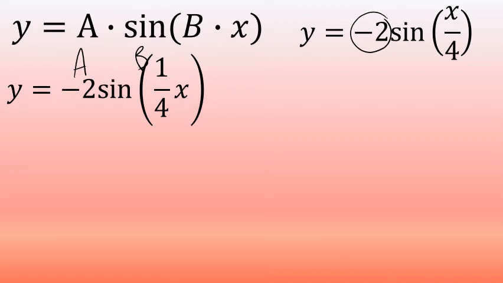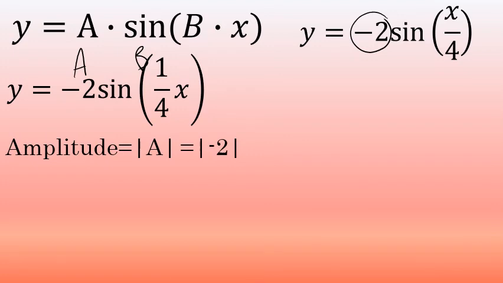We begin by talking about the amplitude, and the amplitude is the absolute value of a. So in this case, even though that a is negative 2, the amplitude, the absolute value of negative 2, is 2. An amplitude is always positive. You can think of an amplitude as the height of the sine curve, and a height is always positive.